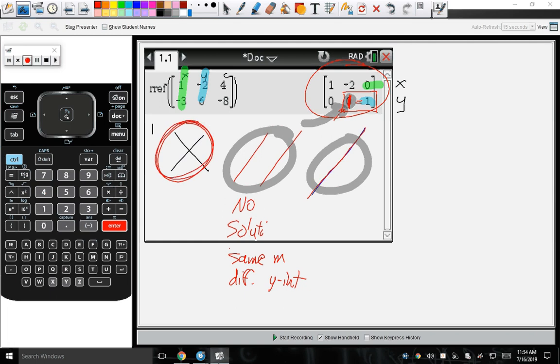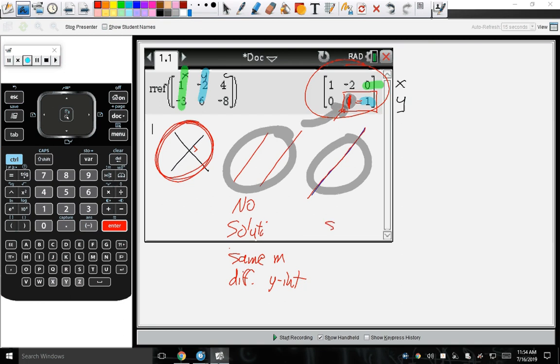Okay? How about this one? Do they have the same slope? No. So different slopes. Do they have negative reciprocal slopes? Must they have negative reciprocal slopes? No, they don't have to. If they do, then they would meet at a 90-degree angle, but they don't have to, and they still only have one intersection. Okay?